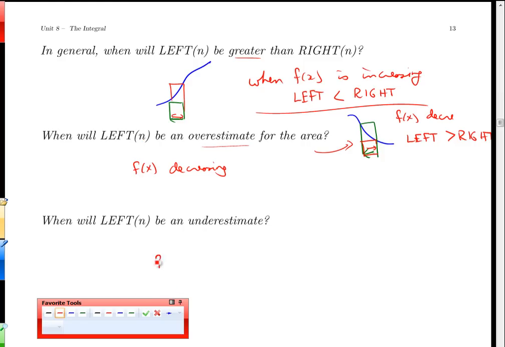And likewise, when f of x is increasing, we're guaranteed that the left sum, on some interval where we go to the left-hand edge, is certainly smaller than the area underneath the curve. And I think that makes a good introduction to the idea of calculating areas underneath curves. We'll explore this more as we move forward.